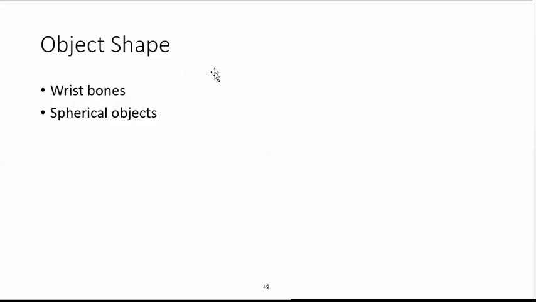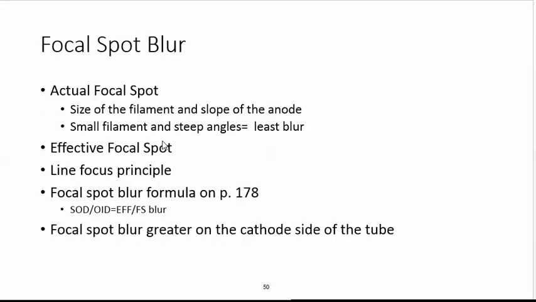And then object shape: spherical objects, L-spine, wrist bones. If the shape of the object is more in line with the divergence of the central ray, your sharpness of recorded detail is going to go up. Spherical objects, you just can't overcome a loss of umbra, introduction of penumbra, and magnification. It's always going to be present in a spherical object.